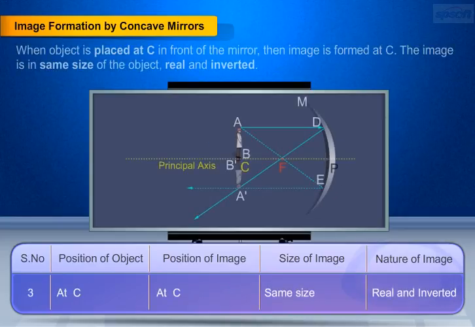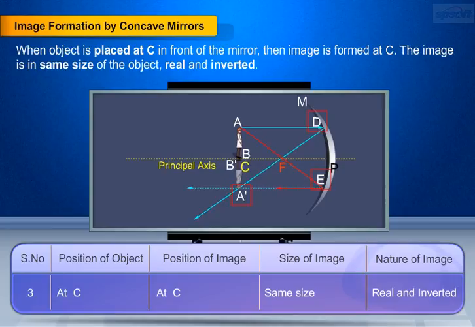When the object is placed at C. In the figure on your screen, the object AB is placed at the center of curvature C of the concave mirror. A ray of light AD, parallel to the principal axis, passes through the principal focus F after reflection. Now the second ray of light AE strikes the mirror at point E and gets reflected in the direction EA inverse, parallel to the principal axis.